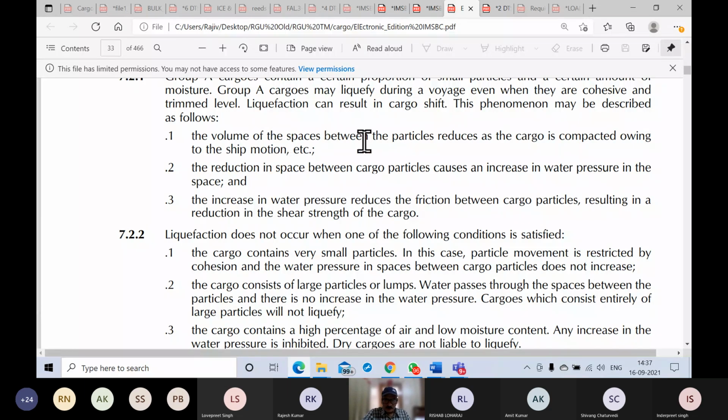The volume of spaces between the particles is reduced as the result of cargo being compacted owing to the ship's motion. The space between the particles reduces, cargo is compacted. Hence, the moisture contained in the cargo comes out. The reduction in space between cargo particles causes an increase in water pressure in the space. The increase in water pressure reduces the friction between cargo particles, resulting in reduction of shear strength, which is holding the cargo together. So moisture is oozed out.